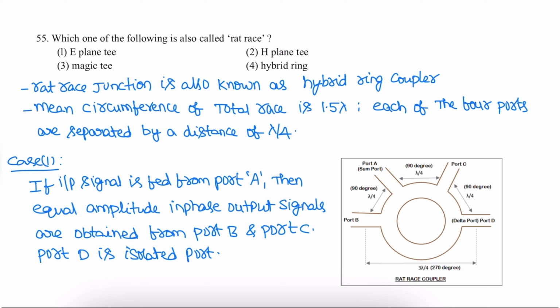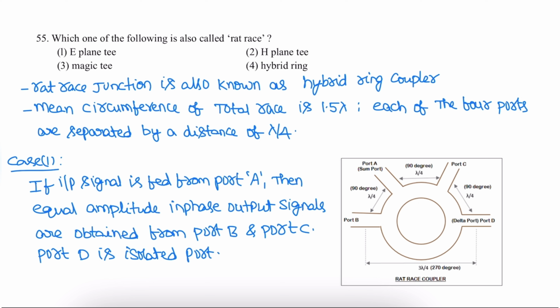Next question. Which of the following is also called rat race junction? This image shows the rat race junction. It consists of four ports: port A, port B, port C and D. Ports A and B are separated by a distance of lambda by 4. Similarly, ports A and C are separated by lambda by 4, and ports C and D by lambda by 4. The distance between ports B and D is 3 lambda by 4, which provides 270-degree phase between the signals.